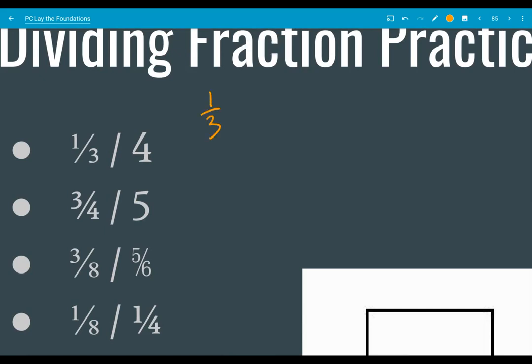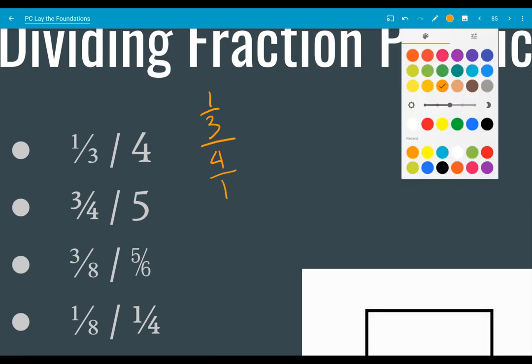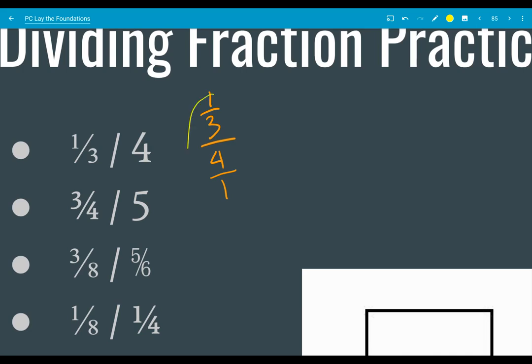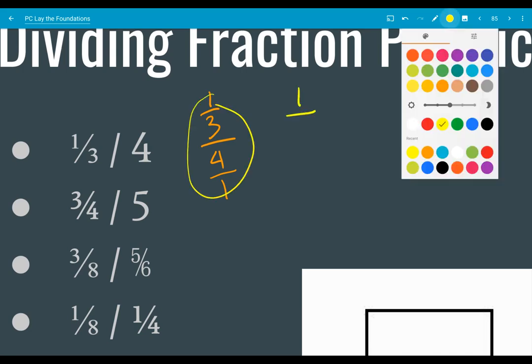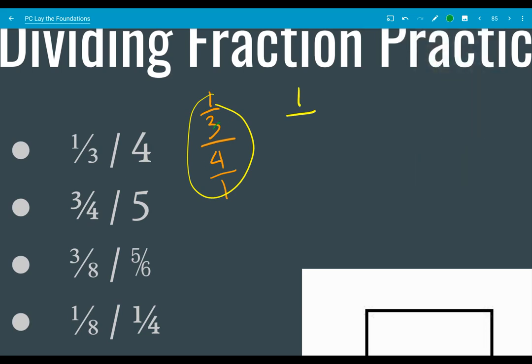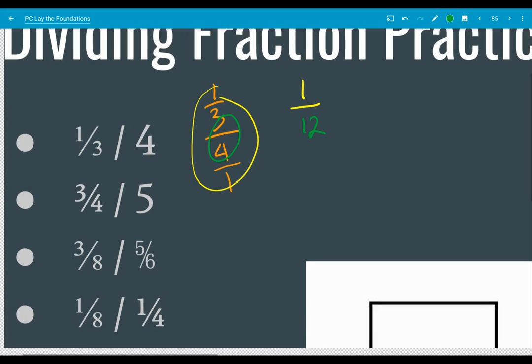So we have 1/3 divided by 4, and it's 4 over 1. Okay, I'm going to do my donut method. So that's 1 times 1 is 1/12. Okay, this is the first one.